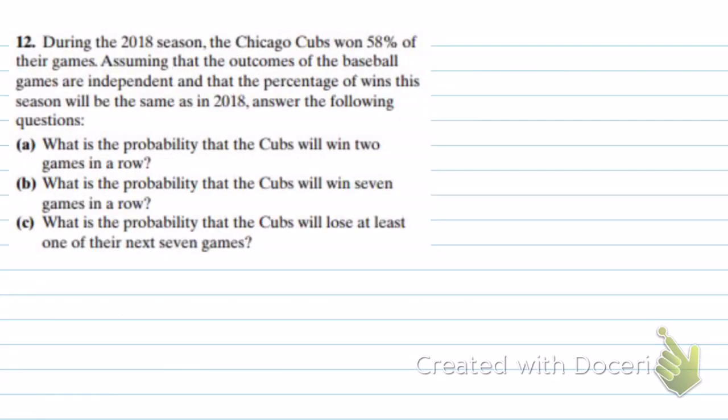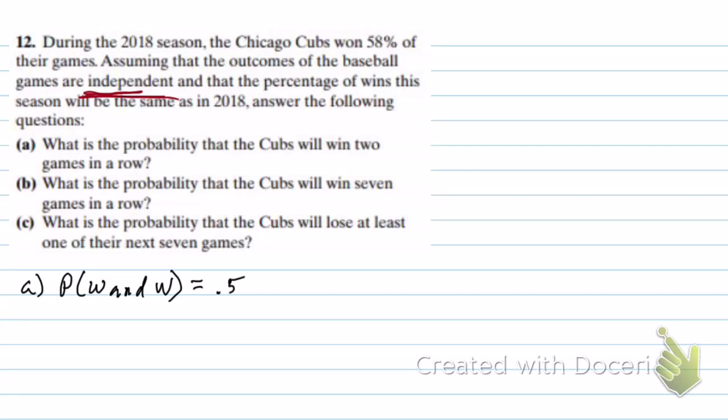The Cubs have won 58% of their games over a whole season. So we're assuming that sort of percentage is going to continue, and it's important that they're telling us that these games are going to be independent. All right, so A is saying, what's the likelihood that they're going to win 2 games in a row? Well, that means they win the first one and the second one. So that means what? The probability of a win and a win.